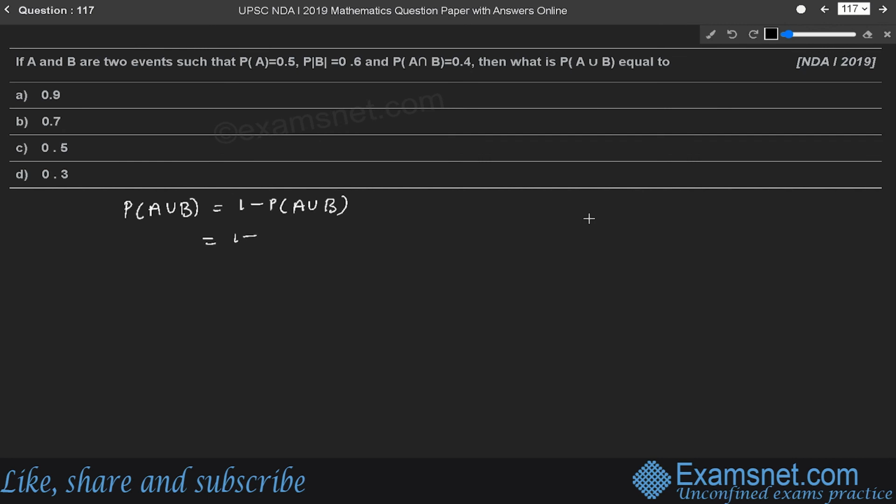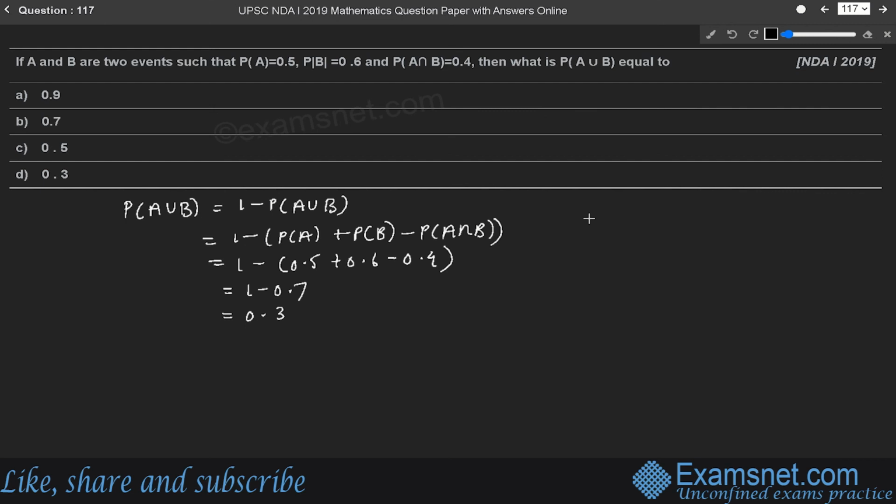So it will be 1 minus P of A plus P of B minus P of A intersection B. Now putting the values, 1 minus 0.5 plus 0.6 minus 0.4, it will be equal to 1 minus 0.7, which is 0.3. So we can say that the value of P of A union B is equal to 0.3. The correct option here is option number D.